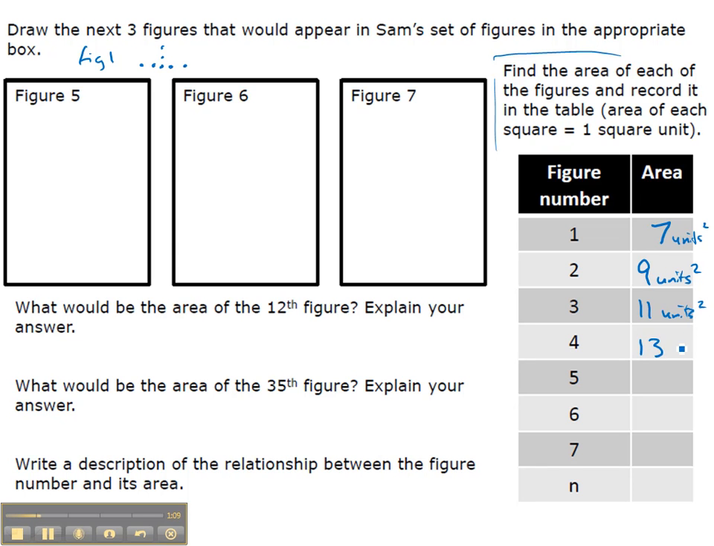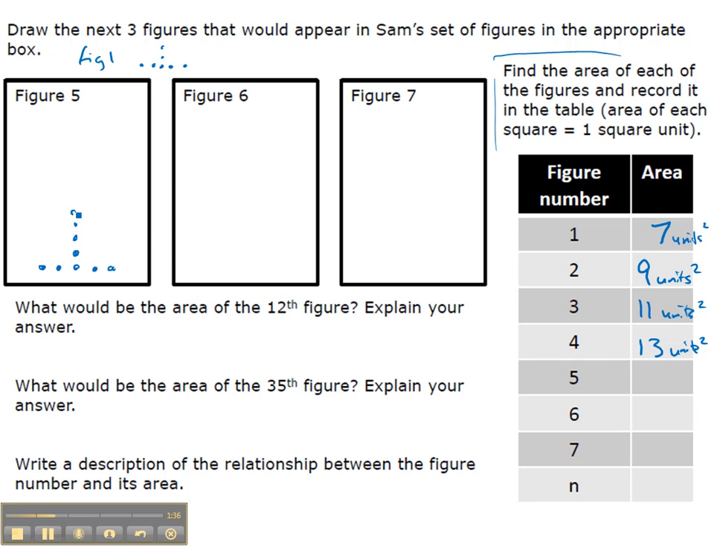Figure 4 has 13. And 5, let's draw 5. Again, it's going to have 5 across, and then we can see that the tower part of these figures is increasing by 2 with each figure. So we had 8 up and down in figure 4, so we're going to need 10 this time.